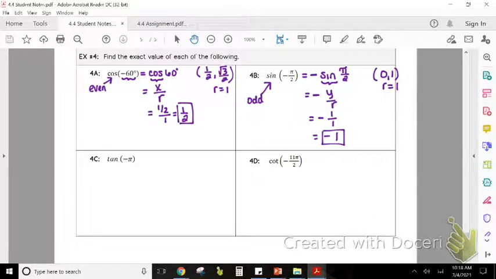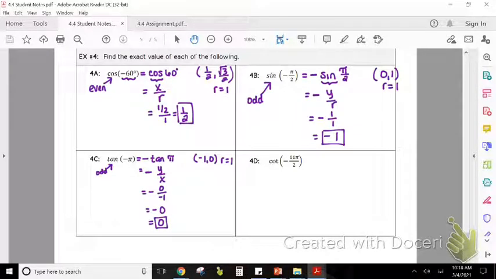Now, tangent of negative pi. Well, tangent, is it even or odd? Tangent is odd. Therefore, we know it's going to have the opposite sign as the tangent of positive pi. Pi is on my unit circle. It has the ordered pair of negative 1, 0. We know our r is 1. So I'm going to keep my negative. Tangent tells me we're going to look at y over x. So we got negative. Our y value is 0 over our x value, which is negative 1. So we could say it's a negative, and then 0 over 1 is 0, but we don't have a negative 0, so we just say it's equal to 0.